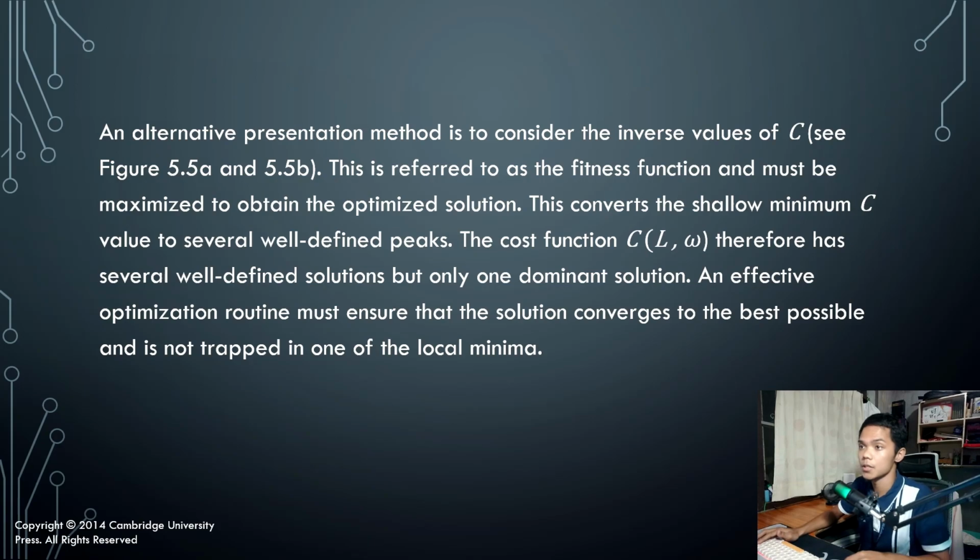An alternative presentation method is to consider the inverse values of cost function C. See figures 5.5a and 5.5b, which I showed you earlier. This is referred to as the fitness function and must be maximized to obtain the optimized solution. This converts the shallow minimum cost function C value to several well-defined peaks. The cost function C of L and omega therefore has several well-defined solutions but only one dominant solution. An effective optimization routine must ensure that the solution converges to the best possible and is not trapped in one of the local minima.